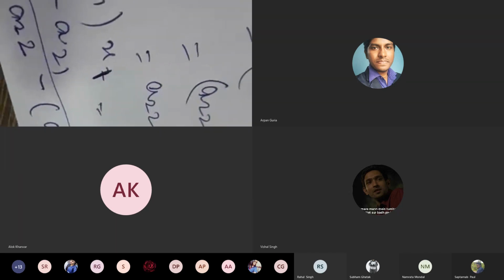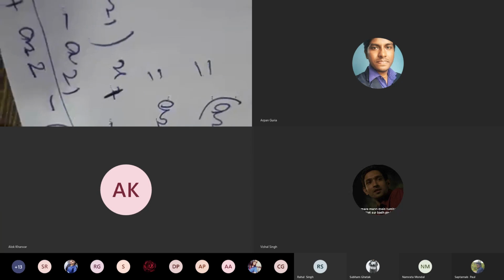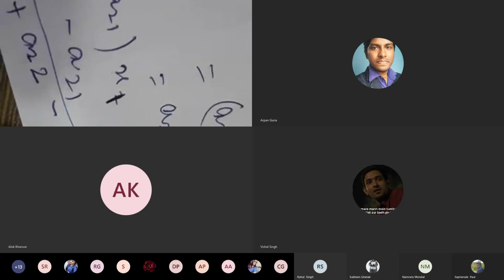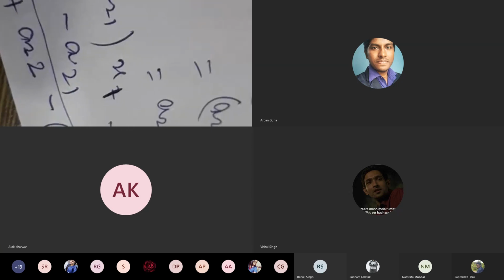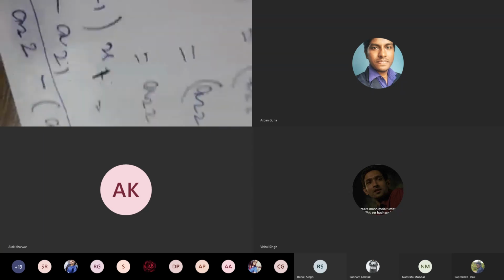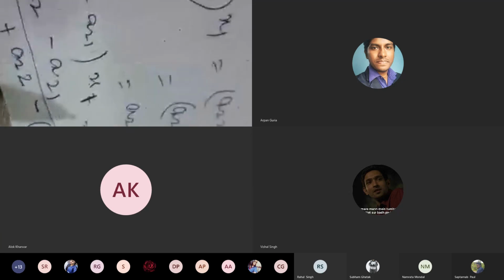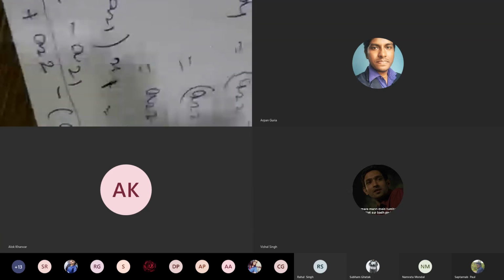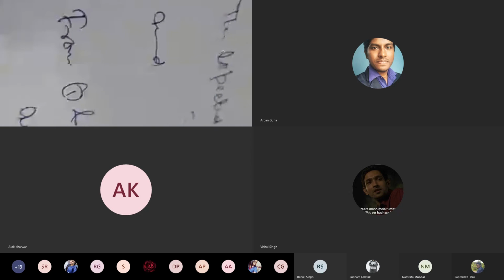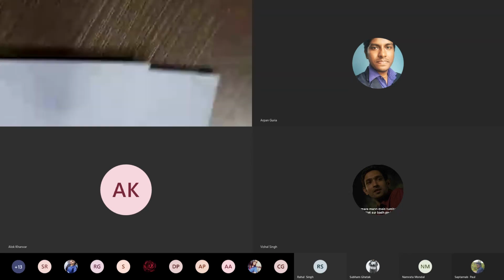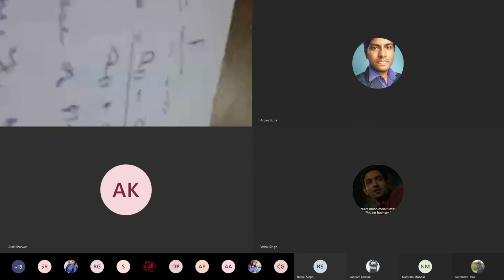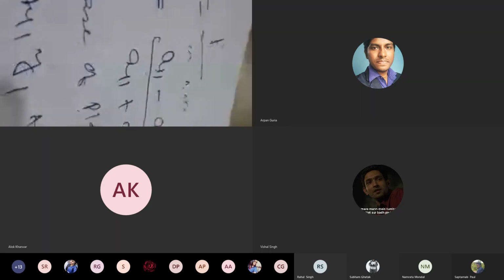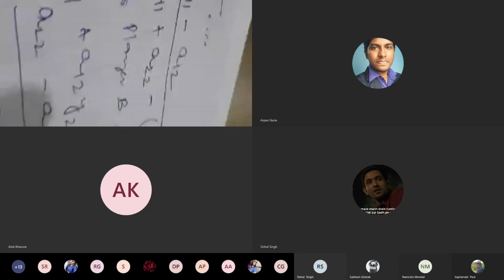So here you will find that in all the formulas, the denominators are the same, and only the numerator differs. Similarly, you will also get the value of x2. X2 is a11 minus a12 divided by the same denominator.